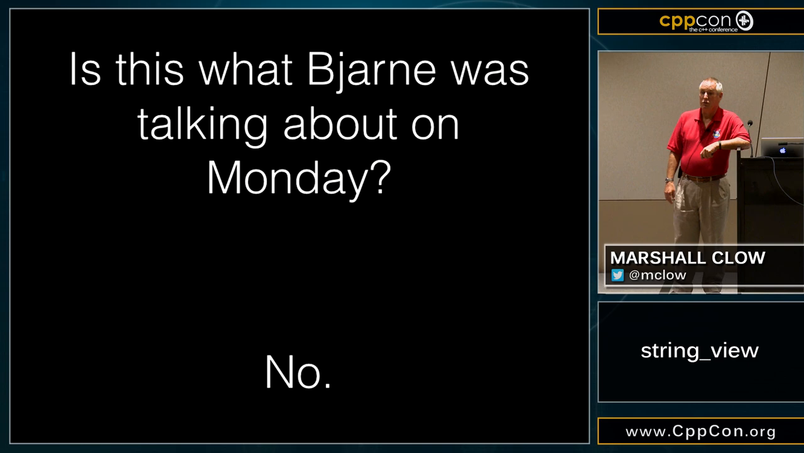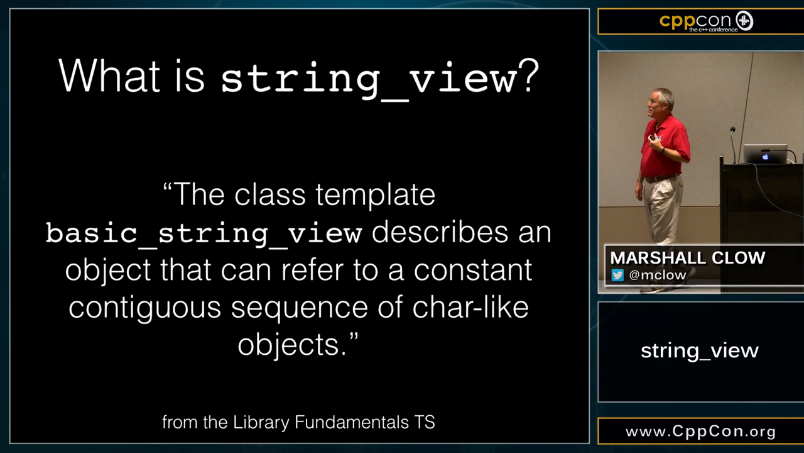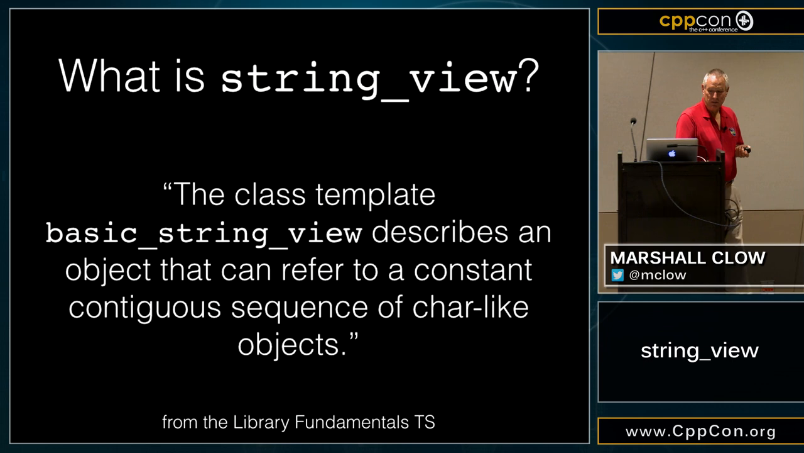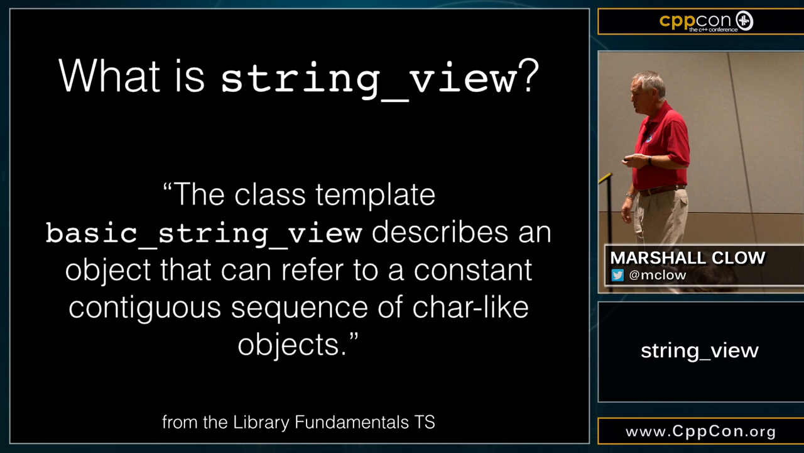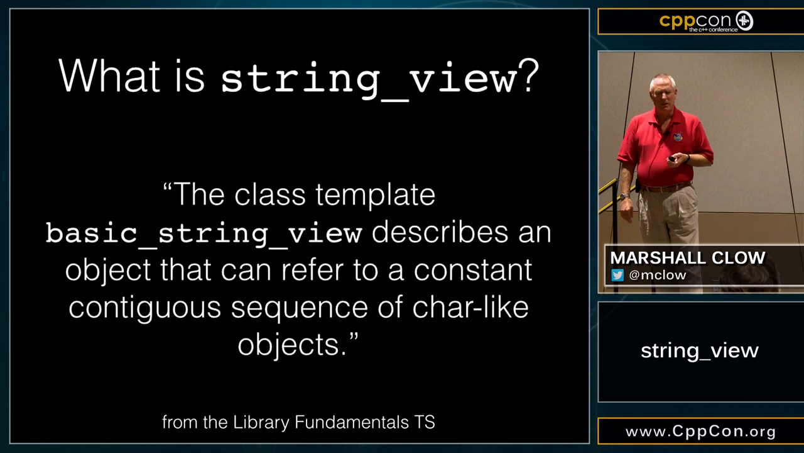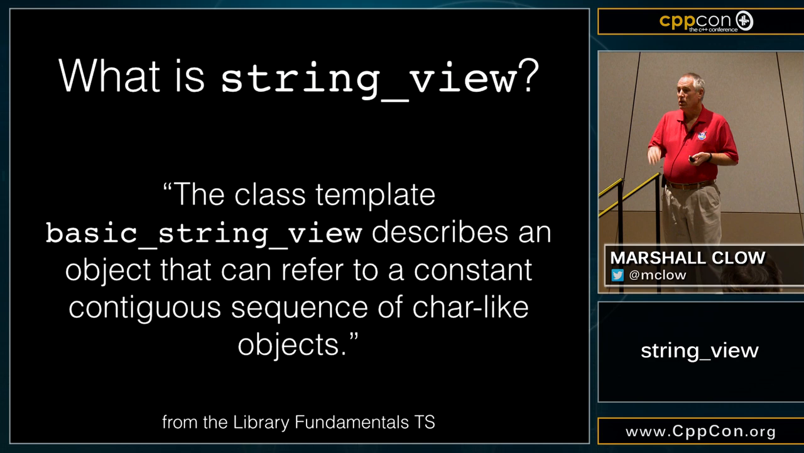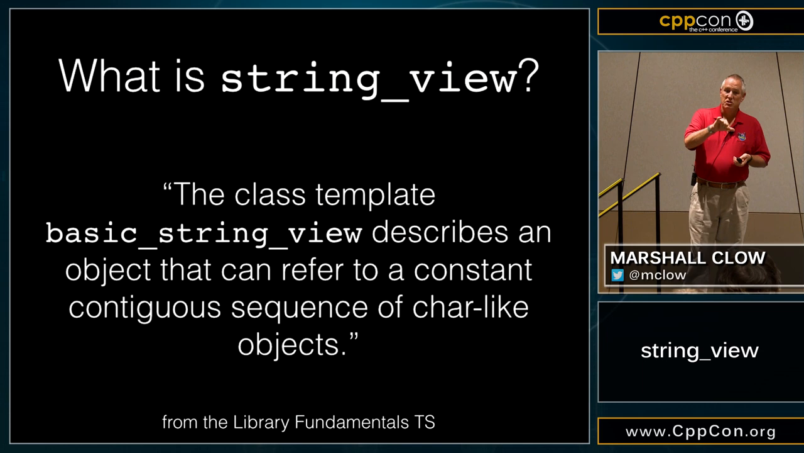Okay, so given that, what is string view? There's a whole pile of words there, and we'll try to unpack it. The class template basic_string_view describes an object that can refer to a constant, contiguous sequence of char-like objects. All right, first question: I thought you were talking about string view, so what's this basic_string_view? Basic_string_view is a template that's templated on a type of character and a character traits class. And so specializations of basic_string_view are string_view and some other classes, in much the same way that std::string is a specialization of std::basic_string.